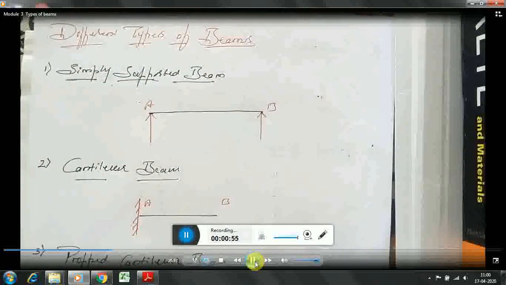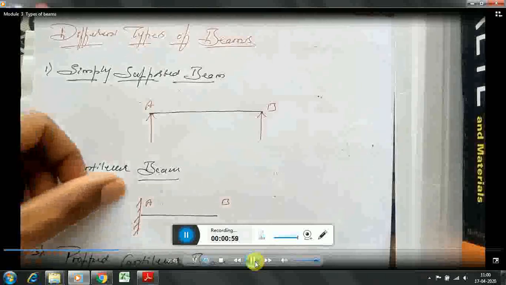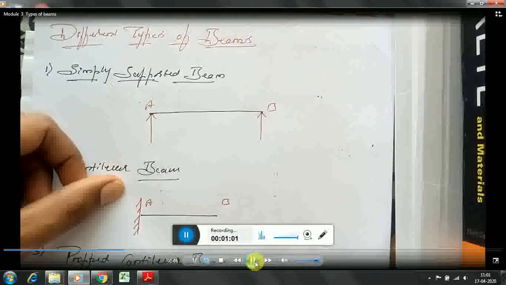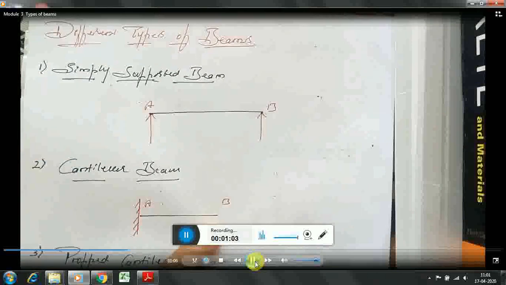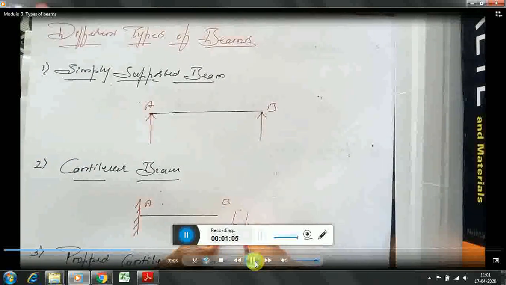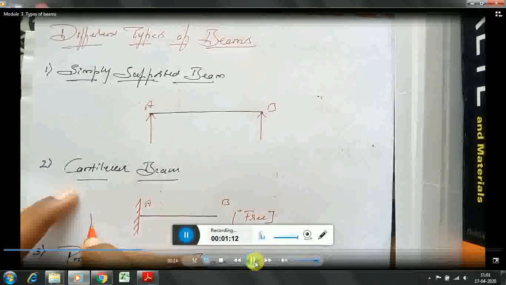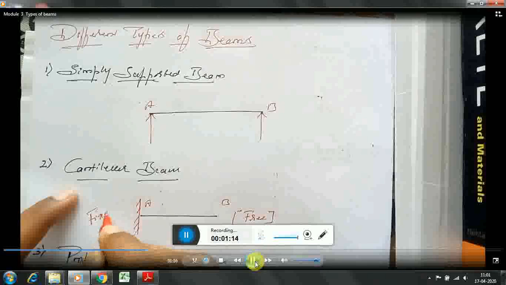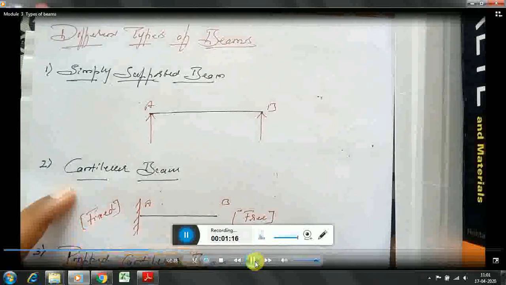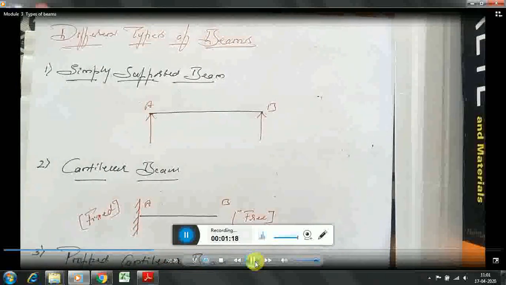The second type of beam is called a cantilever beam. At A, the starting point of the beam is fixed and the other end is completely free. So if one end of the beam is fixed and the other end is free, then that type of beam is called a cantilever beam. Note this point. One end should compulsorily be fixed, and the other end should be free. Then we can say that beam is a cantilever beam.